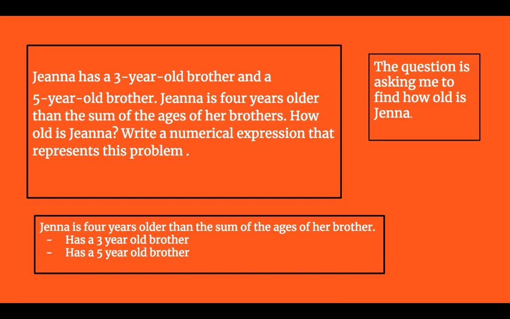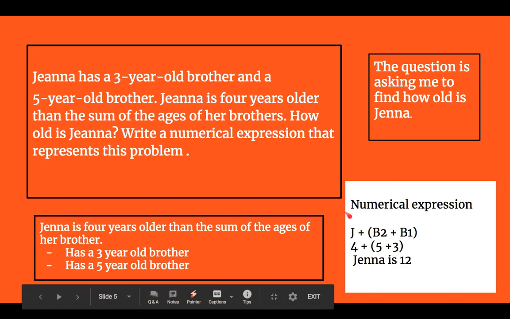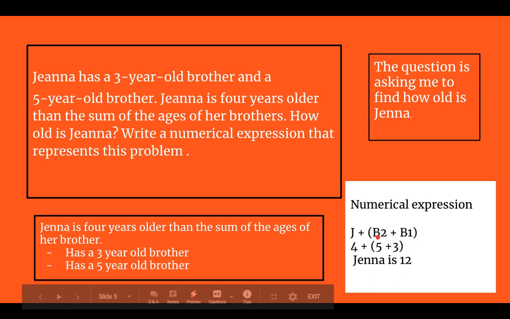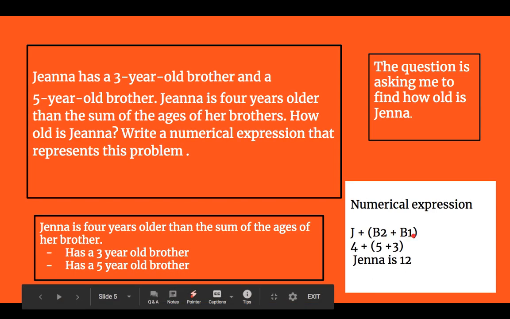But not only am I doing this operation in my head, I have to write a numeric expression, okay? A number sentence. Because at this point, we have to be able to write numeric expressions. So here is my numeric expression. Before I even plugged in numbers, I wrote Jenna, right? This is Jenna, plus the age of brother number 2 plus the age of brother number 1, is going to give me her age. Then I plugged in the information that I knew.